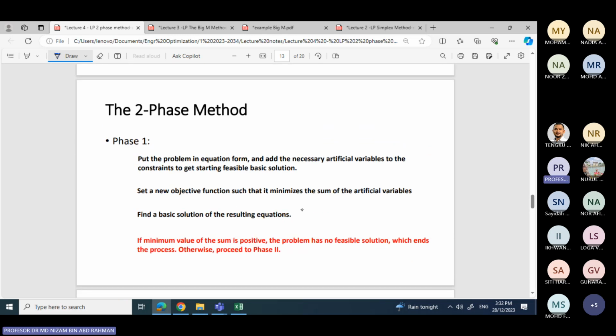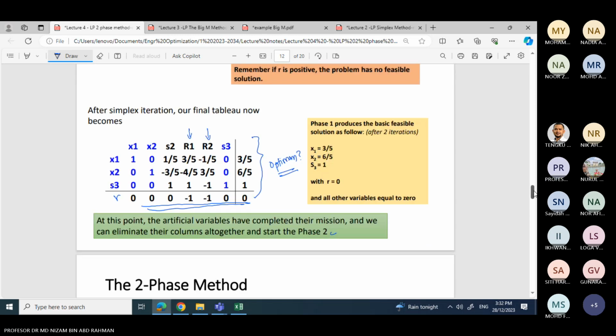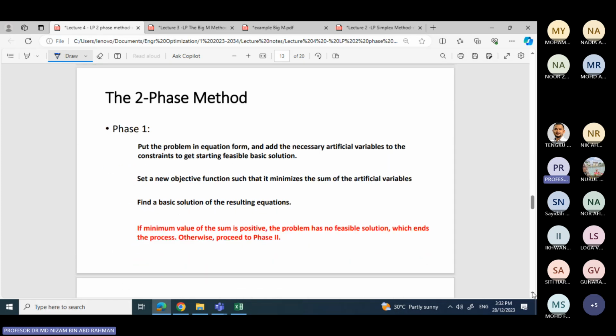So the objective function for this is R equals R1 plus R2, right? R1, R2 is not part of the solutions, meaning that R equals 0 plus 0 equals 0. So R equals 0. If the minimum value of the sum is positive, which it is not, the problem has no feasible solution and the process ends. Otherwise, proceed to phase two.